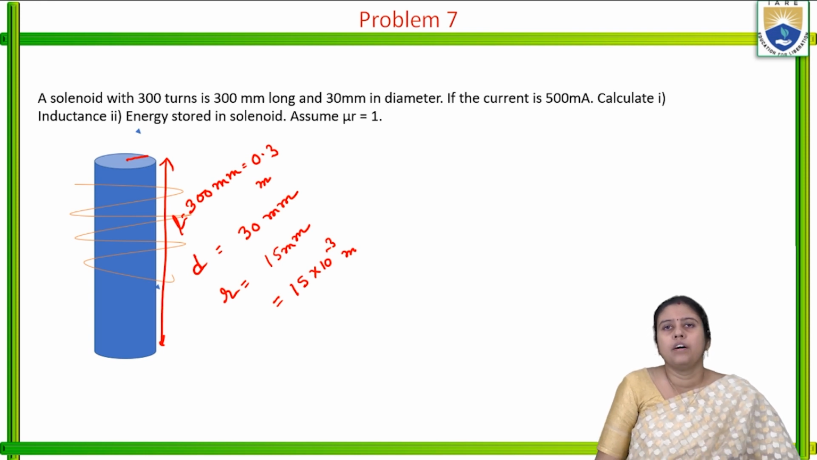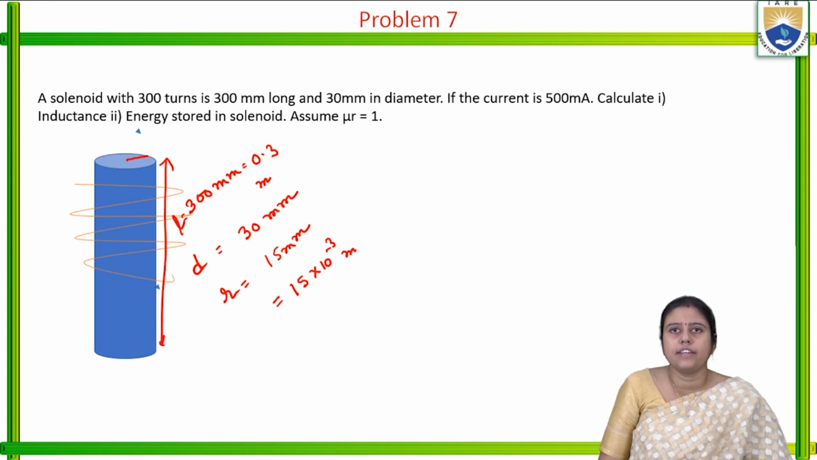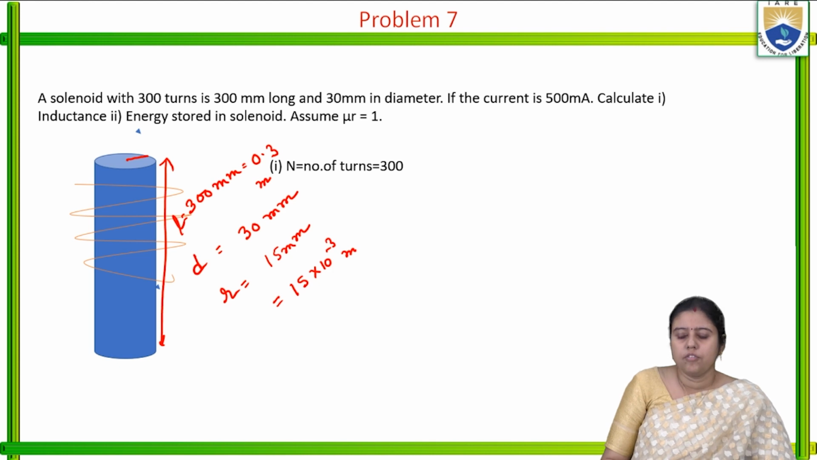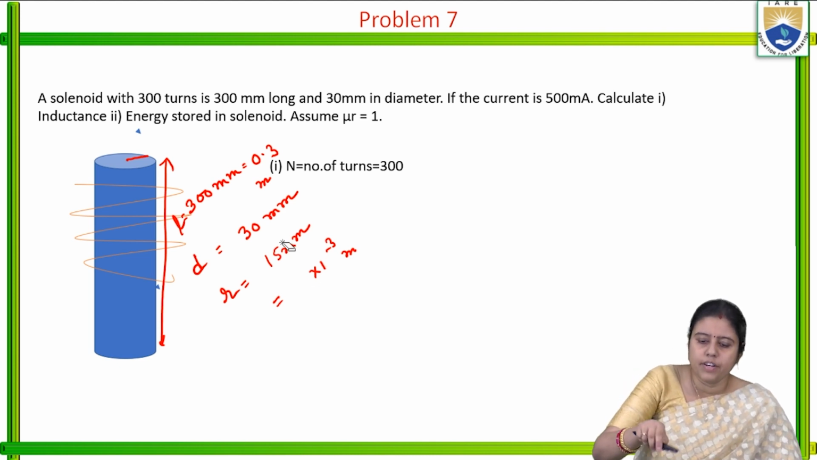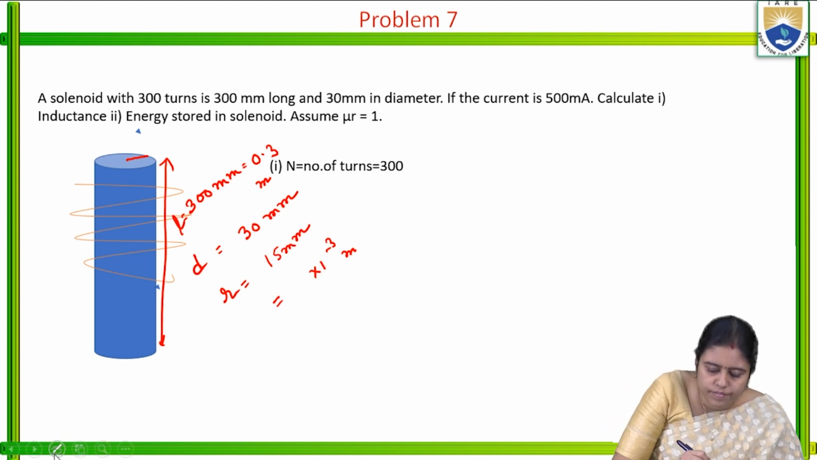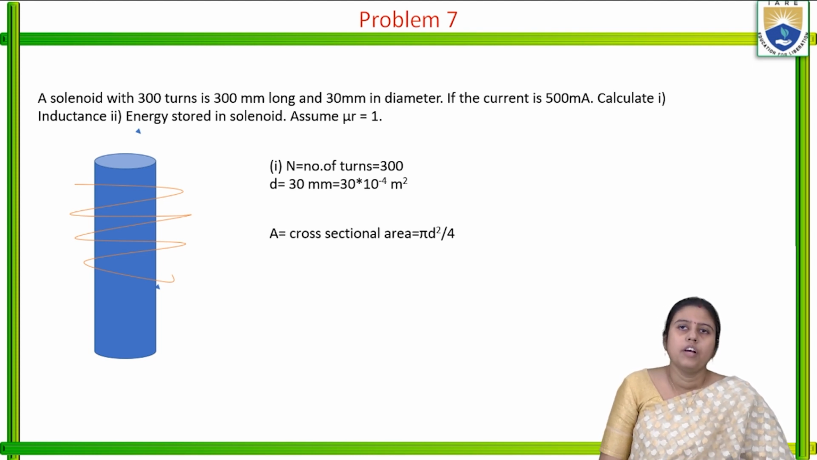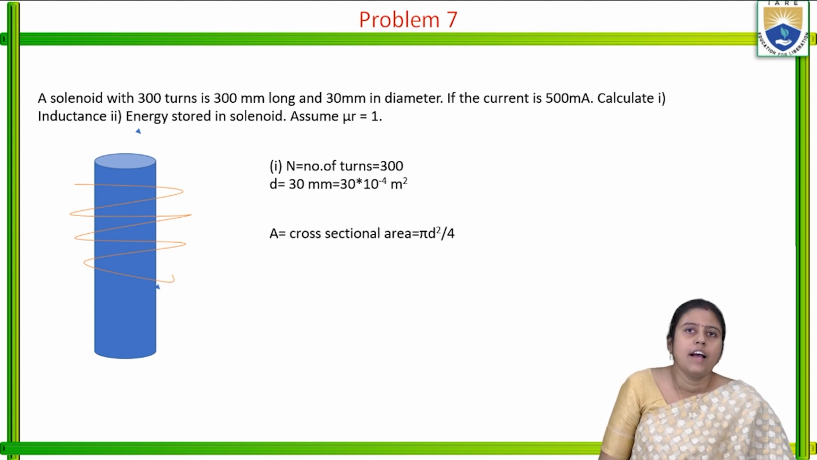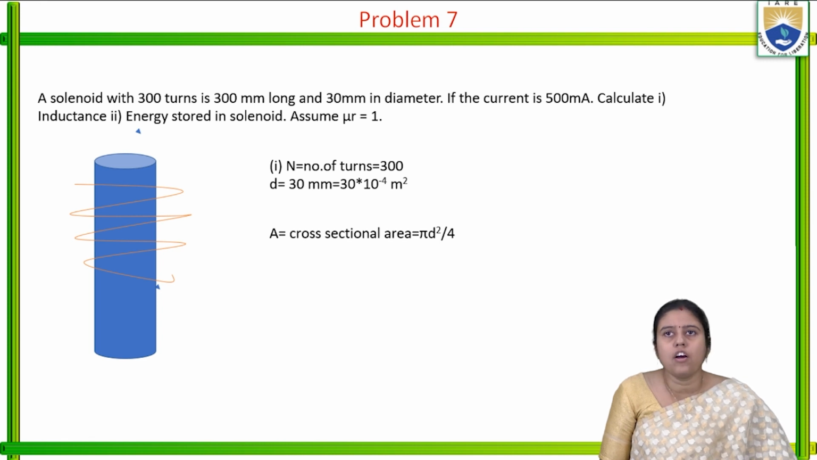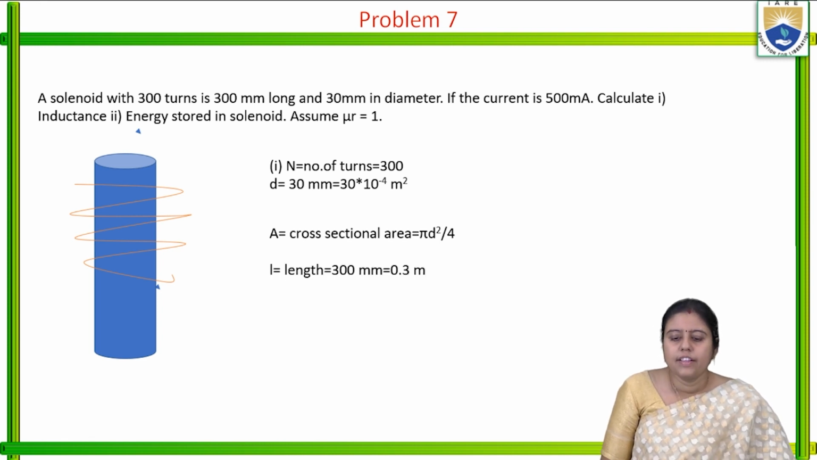So some coils are wound on it. We already wrote the number of turns, so the number of turns is 300. The diameter is 30 into 10 to the power minus 3. The cross sectional area we can write as pi r square or pi d square by 4. The length is 0.3 meter. So what is the inductance?